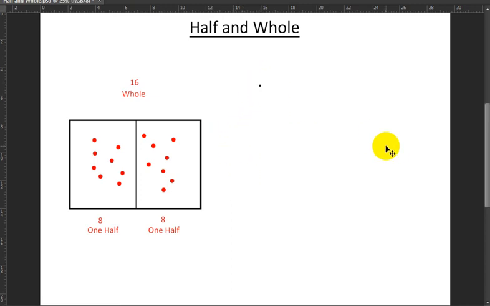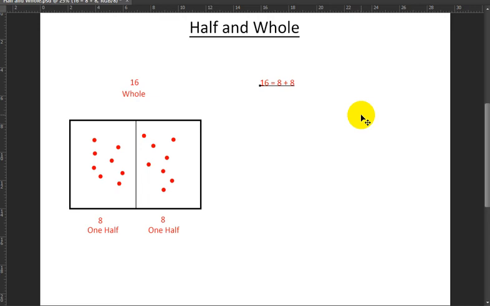Okay, so what do we have here? What did we basically say here? We had 16 and we separated it into 2 equal parts. So 8 and 8. 8 plus 8. It's basically what we said, that 16 is equal to 8 plus 8. But be careful. This is how I find the half.